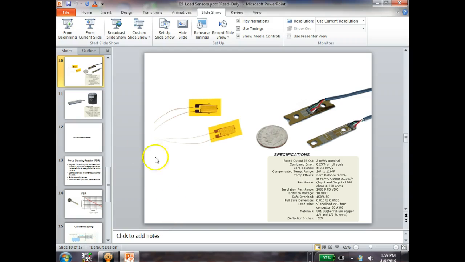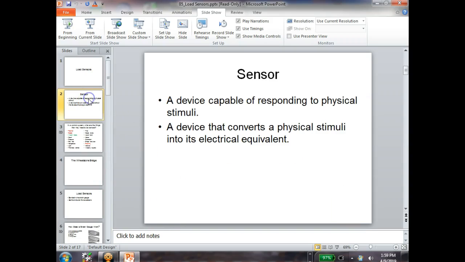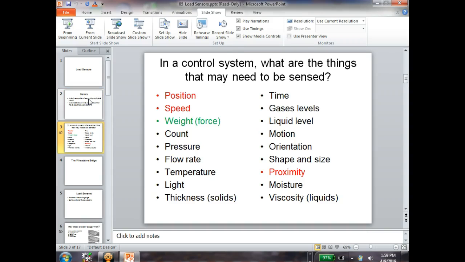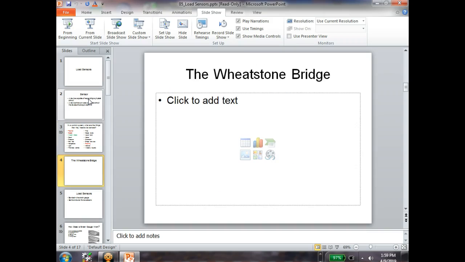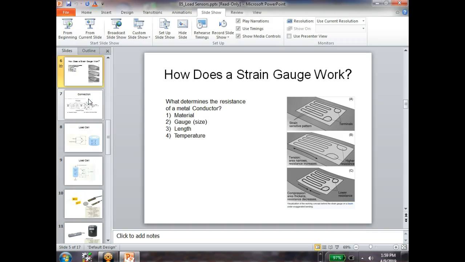So guys, that's our force sensors. Is that all of them? No. Is that the ones we go over? Yes, right? So basically what we've done is we've looked at position, we've looked at speed, we've looked at weight and proximity. And we looked at the bonded wire gauge. We look at the strain gauge, right? Everybody okay there? This is usually combined in a unit that we call a load cell.